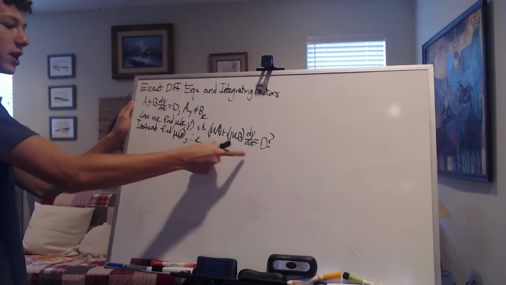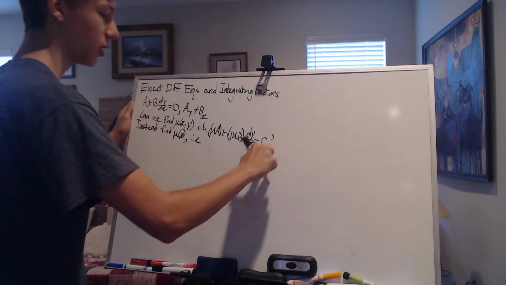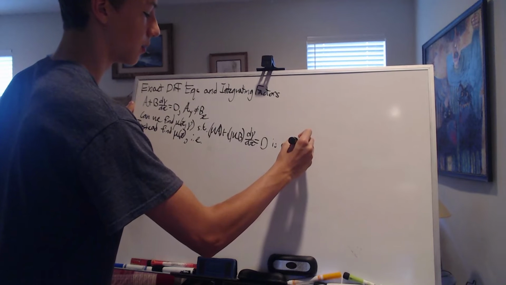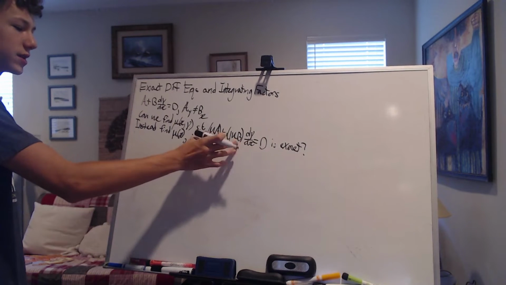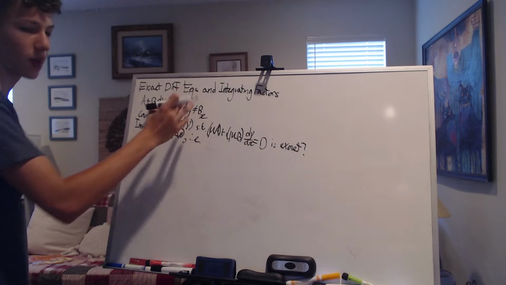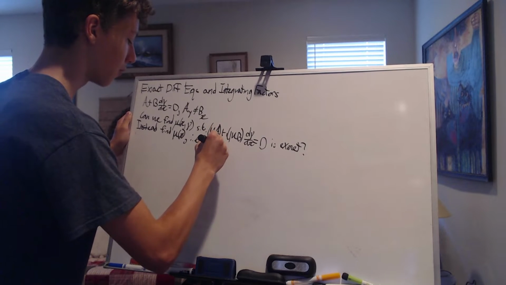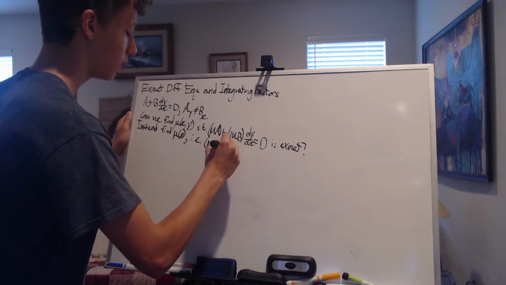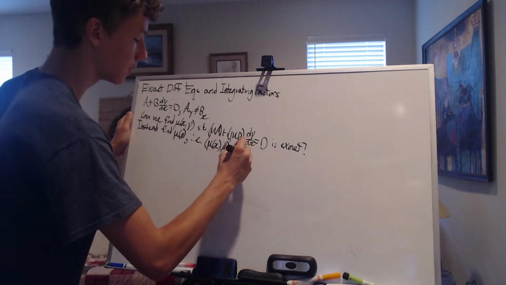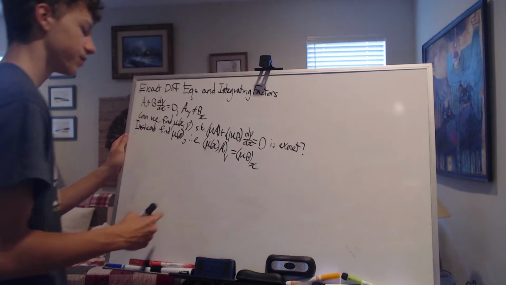Such that this is an exact differential equation, right? I should have specified exact. That is, it satisfies this property. So in other words, we have, I'll write it like this, mu times a, take the partial derivative with respect to y of that, is equal to mu times b, partial derivative with respect to x.